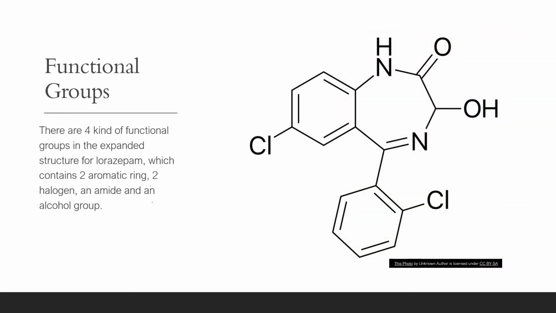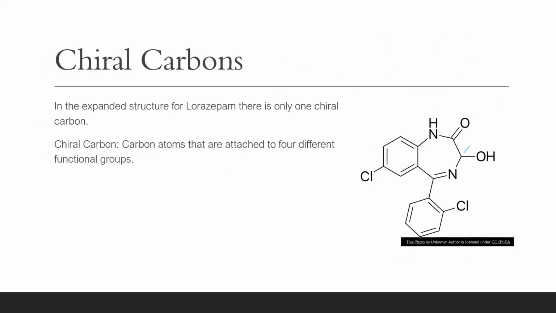There are four kinds of functional groups in the expanded structure for lorazepam, which contains two aromatic rings, two halogens, an amide, and an alcohol functional group. Within lorazepam, there is only one chiral carbon. Chiral carbons are atoms that attach to four different functional groups.